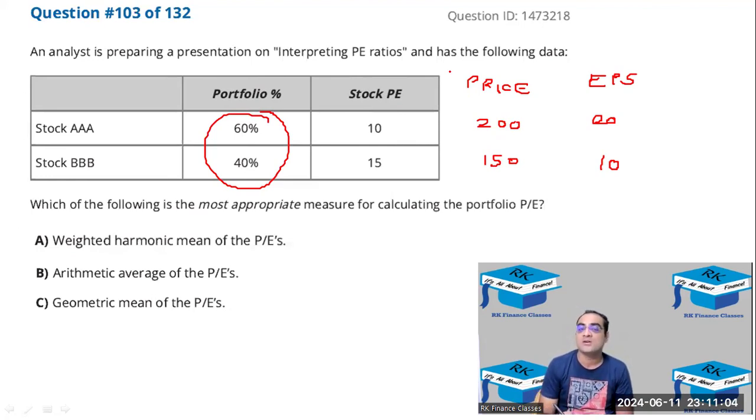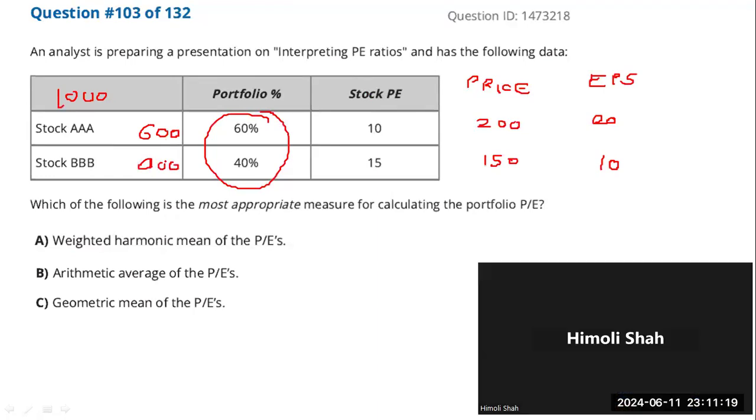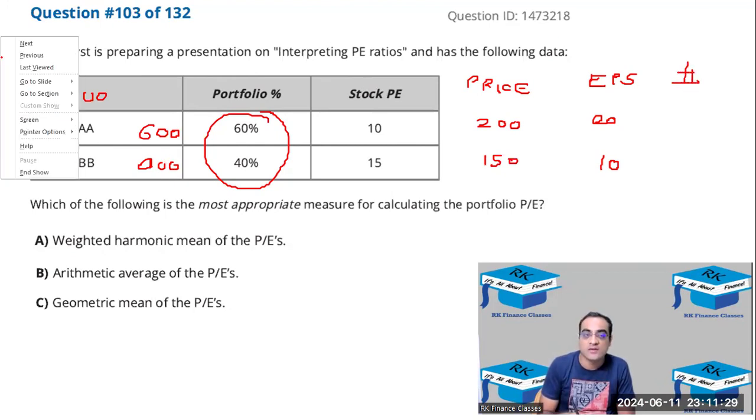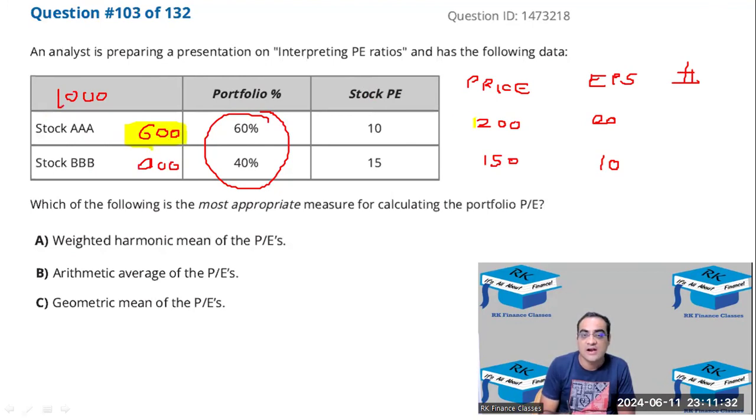Let me assume that the total amount we had in the portfolio was 1,000. And 60% of 1,000 is 600 invested over here, and 400 invested over here, right? Now, after you say that, you have to look at the number of shares that we got. With 600 rupees and the price being 200 rupees, the number of shares we got is 600 upon 200, so 3 shares.